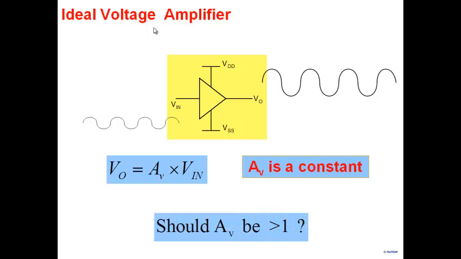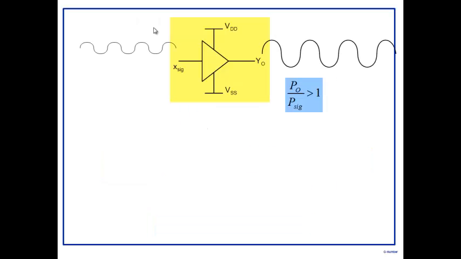But in general, should AV be larger than 1 for me to call it a voltage amplifier? Should AV be greater than 1 if I would like to call something an amplifier? Yes or no? You should not forget the definition of an amplifier: output power should be greater than input power. No matter whether it's a voltage amplifier, current amplifier, transresistance amplifier, or whatever, this is the essential condition.